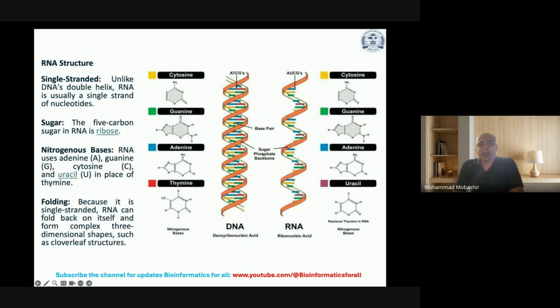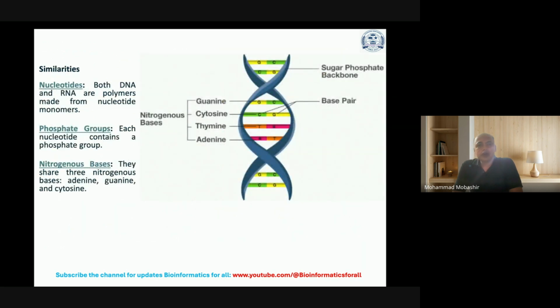Now, RNA structure is single-stranded here. Unlike DNA's double helix, RNA is usually a single strand of nucleotides. Sugar: the 5 carbon sugar in RNA is ribose. Nitrogenous bases here are adenine, guanine, cytosine, and uracil, which is in the place of thymine. Folding: because it is single stranded, RNA can fold back on itself and form complex three-dimensional shapes such as the clover leaf structure. Now, similarities between DNA and RNA.